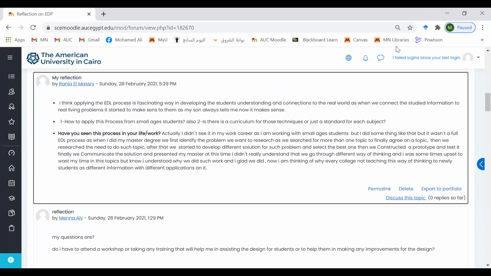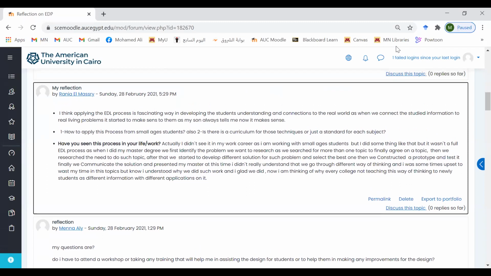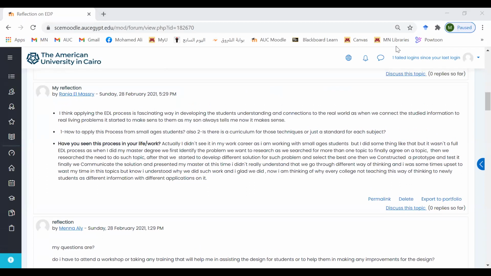Have you seen this process in your life or work? Yeah, actually I didn't see any work. If we look here, it says, actually I didn't see it in my career as I'm working with small-age kids. So Rania hasn't seen the engineering design process in any work of her career.